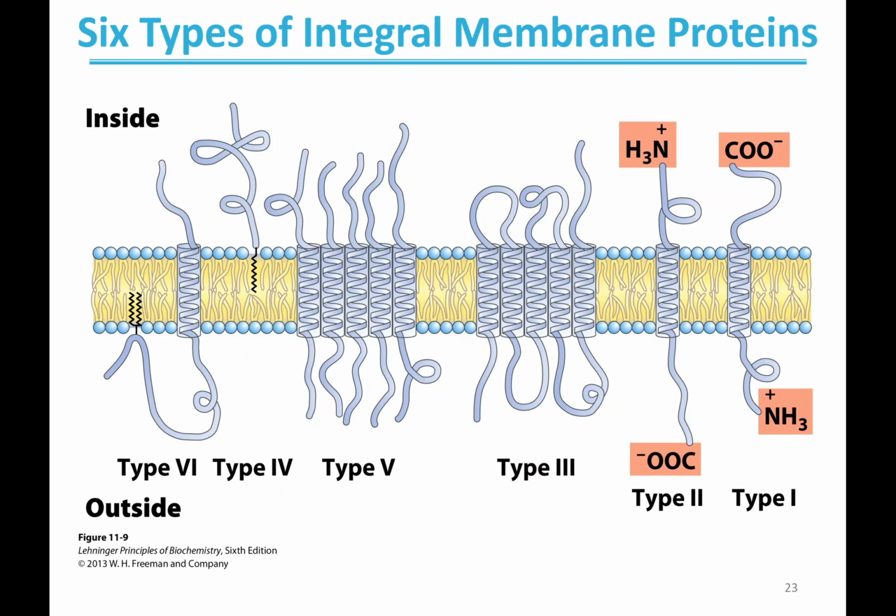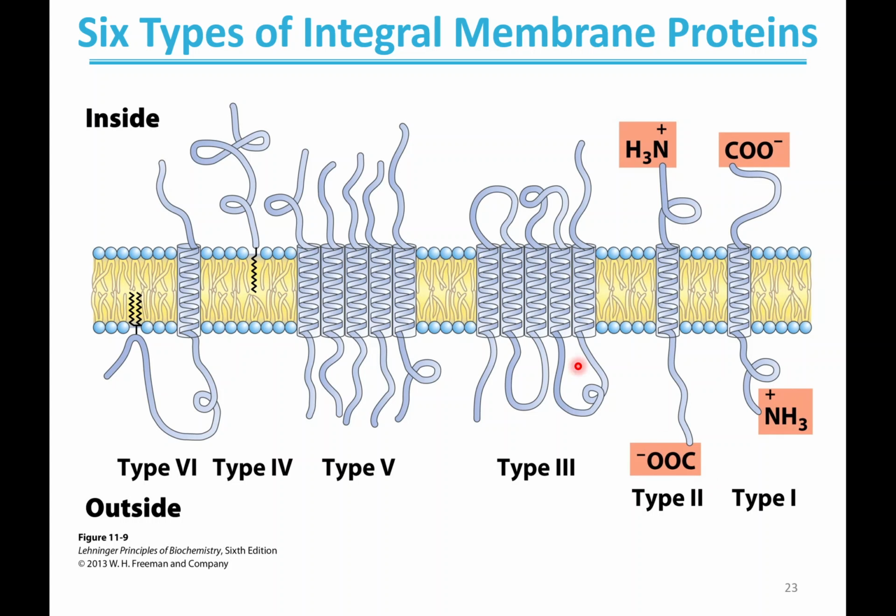Right, there are 6 types of integral membrane proteins, depending on the directionality they have or how many times they span the membrane. Okay, type 1 is a protein that spans the length of the membrane and has the C terminal inside the cell, and the N terminal outside. Type 2 is the opposite. The N terminal will be inside, the C terminal will be outside.